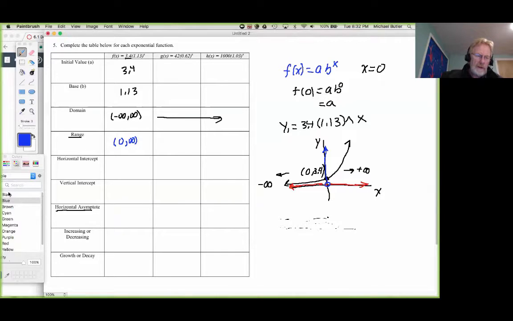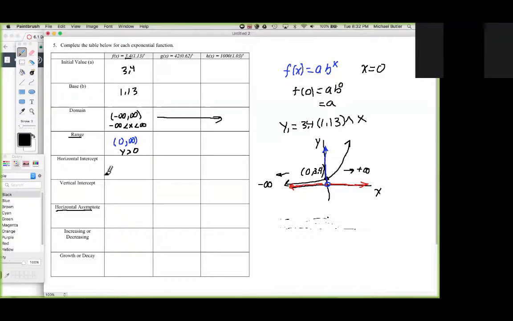Let me do these in inequality notation just so we can see it. You could write this as negative infinity is less than x, which is less than infinity. And on this one, you would just write y is greater than 0.